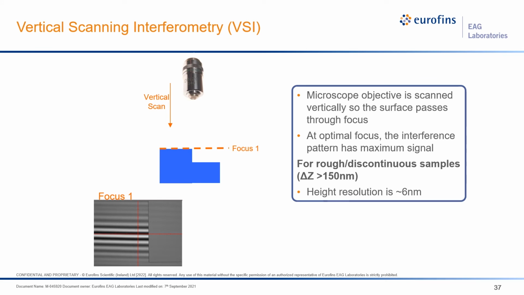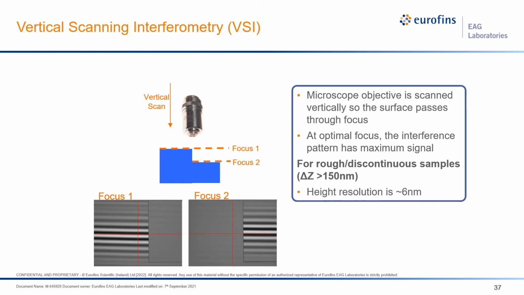This animation shows the objective being scanned vertically and detecting the maximum fringe contrast at the focal points for each slice of the step structure. VSI mode is used for surfaces having height variations of greater than 150 nanometers, and its height resolution is about 6 nanometers.